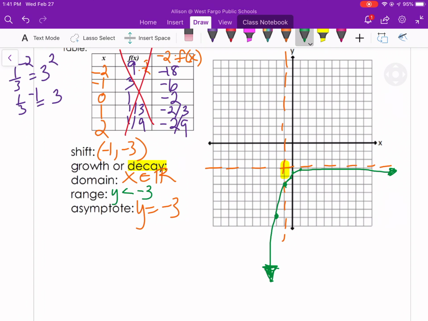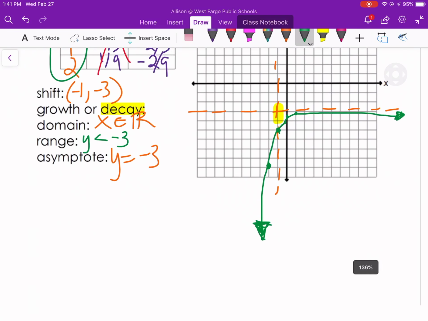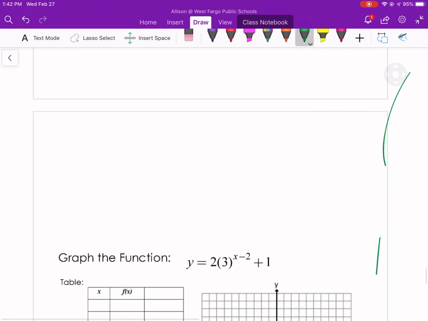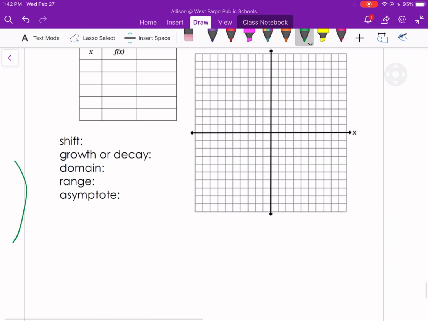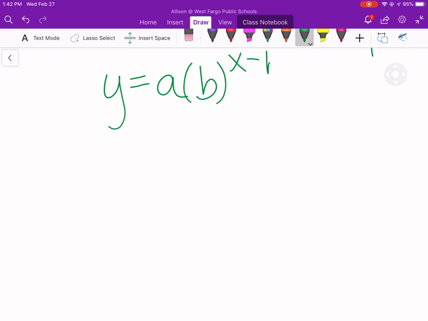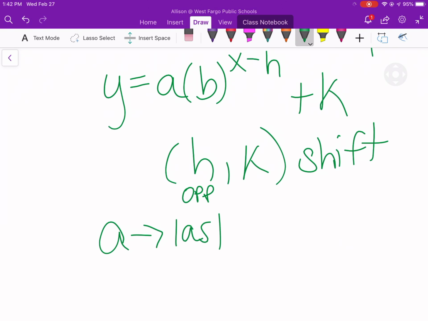A couple things to remember is that for the table, I always pick the same x's, whatever these x's are, and I plug them into b to the x. I think that's all the examples I'm going to do for this video because I'm trying to keep it a little shorter. But just a couple quick things. You have y = a·b^(x−h) + k. So remember that for h and k, h is always the opposite, and this is your shift. Okay? A is your last column in your table.